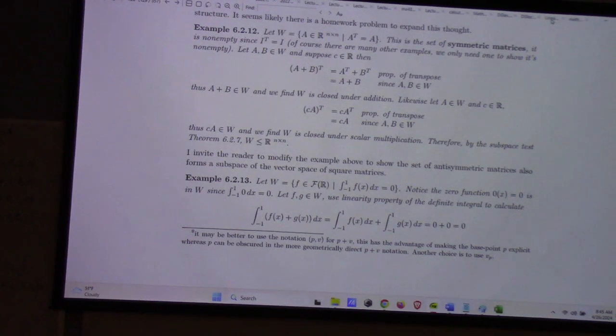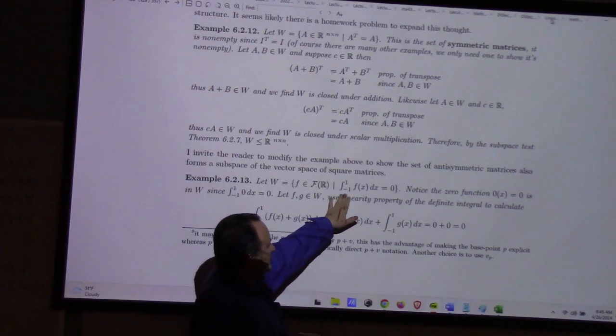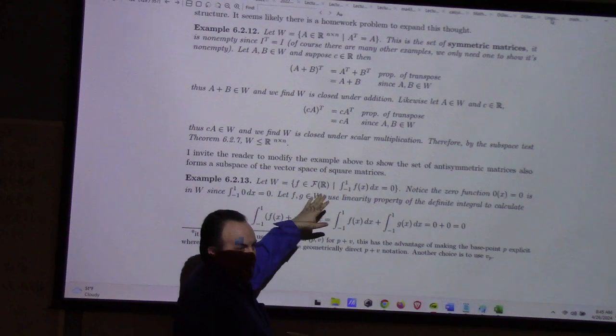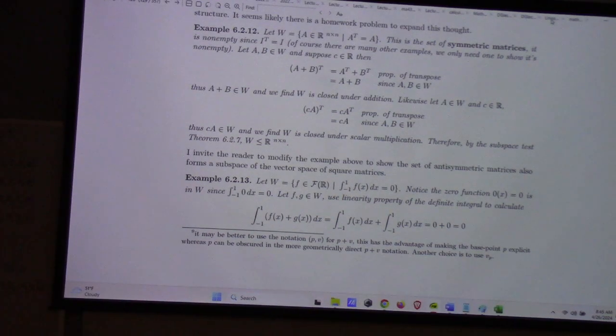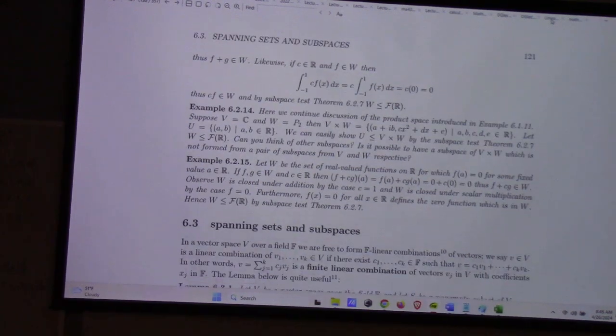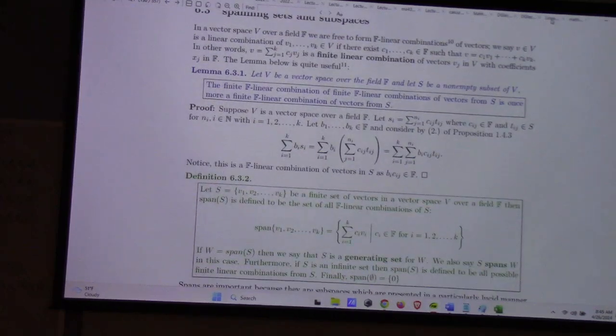There's other weirder examples of subspaces, like here. You could look at the set of functions on the reals such that the integral from -1 to 1 is 0. That gives a subspace because the sum of two such functions is again such a function. And if you scalar multiply such a function, it's still such a function. All right, so you can talk about spans.